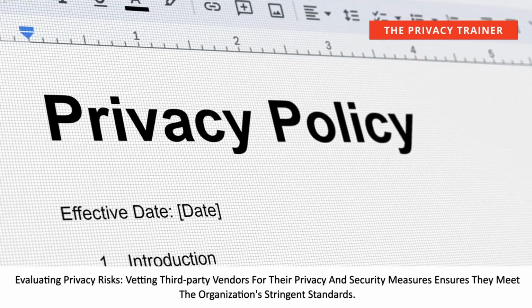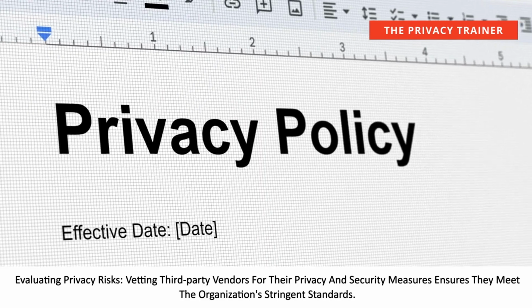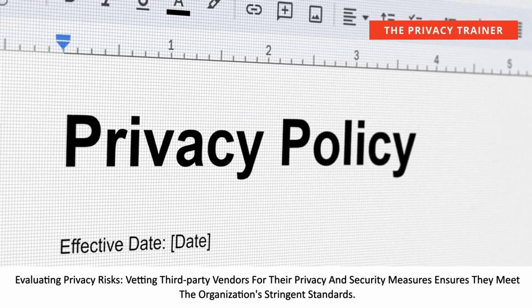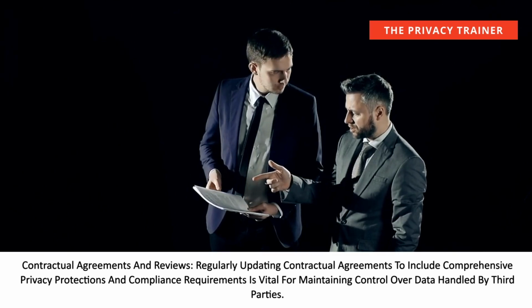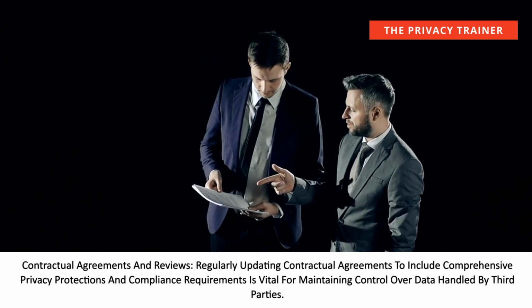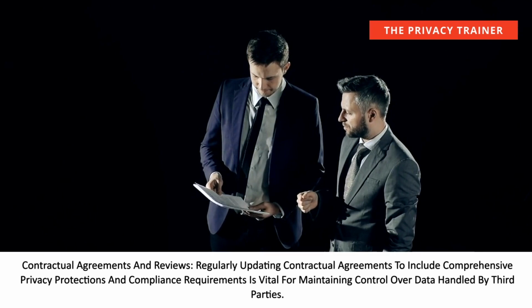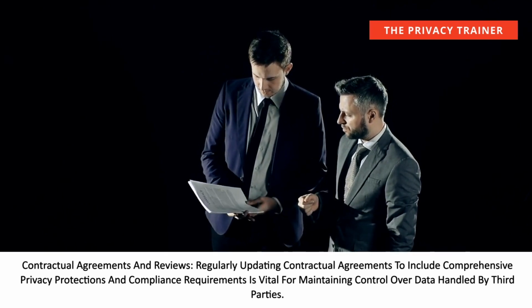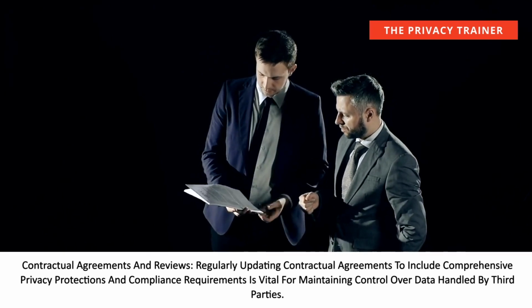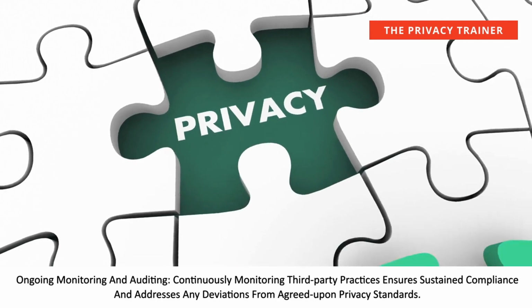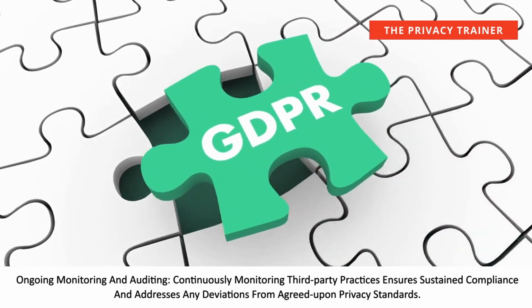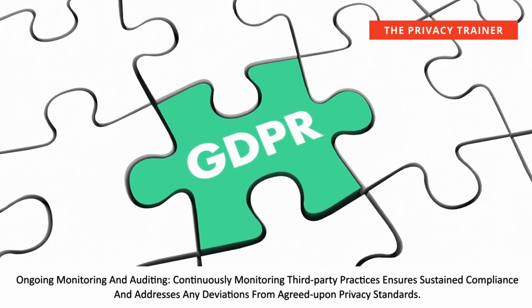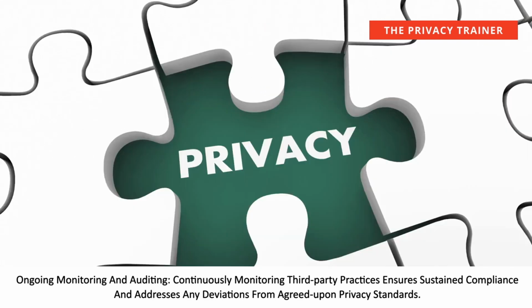Vetting third-party vendors for their privacy and security measures ensures they meet the organization's stringent standards. Contractual agreements and reviews. Regularly updating contractual agreements to include comprehensive privacy protections and compliance requirements is vital for maintaining control over data handled by third parties. Ongoing monitoring and auditing. Continuously monitoring third-party practices ensures sustained compliance and addresses any deviations from agreed-upon privacy standards.